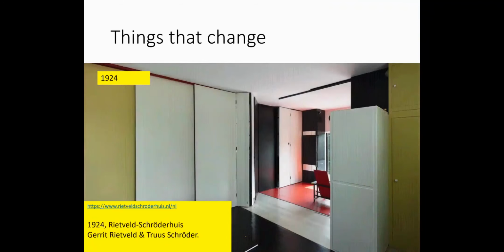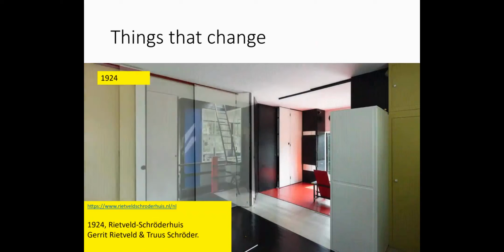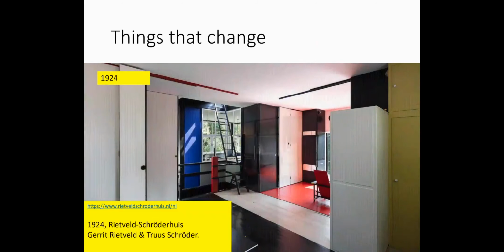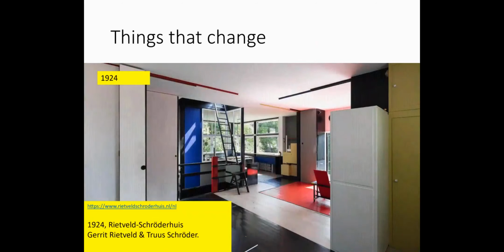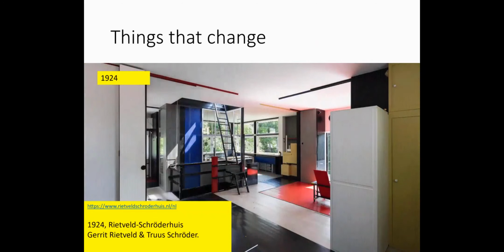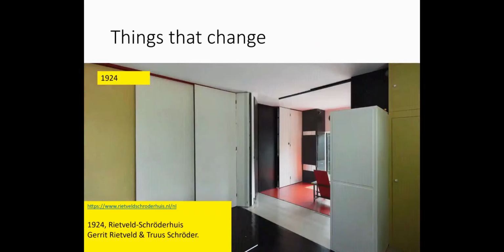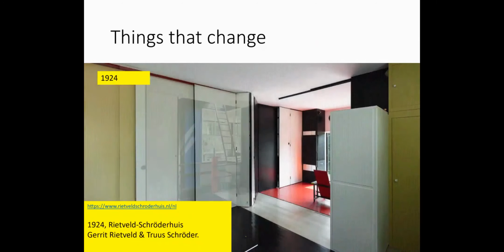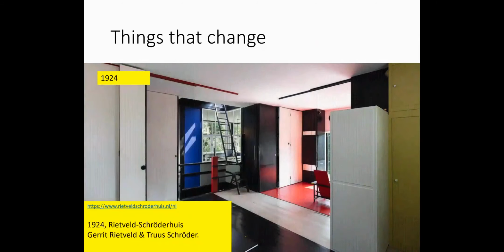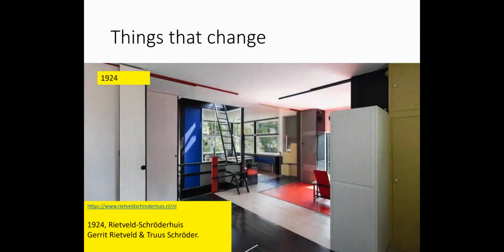A little bit more recent is the well-known Rietveld-Schröder house by Gerrit Rietveld and Truus Schröder, where Gerrit Rietveld, by means of very cleverly produced wall panels, could make a highly flexible interior layout that people could change the organization of according to their needs and how they want to use the house at that moment.